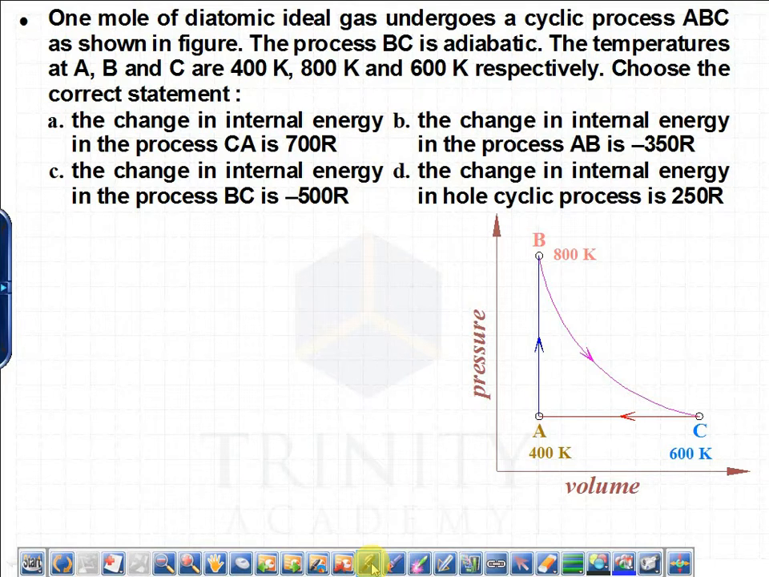Change in internal energy in the process AB is minus 350 R. That in process BC is minus 500 R. And in the entire cyclic process it is 250 R.